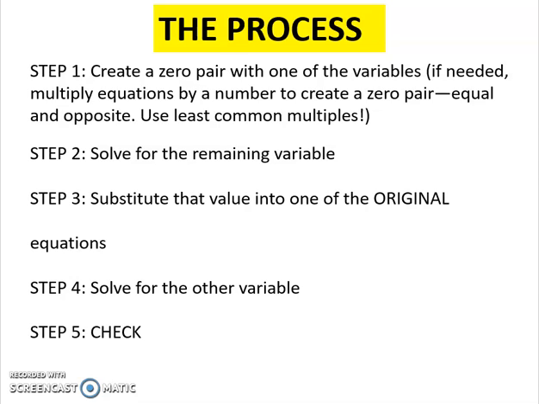Because you create the zero pair, which leaves one variable, you solve for that one, take that value, substitute it into the other equation, and find your other variable. And of course we want to check, because checking is our way to know, boom, got it, or ooh, I need to go check my math. What happened? Remember, a solution makes both of the equations in the system true at the same time.